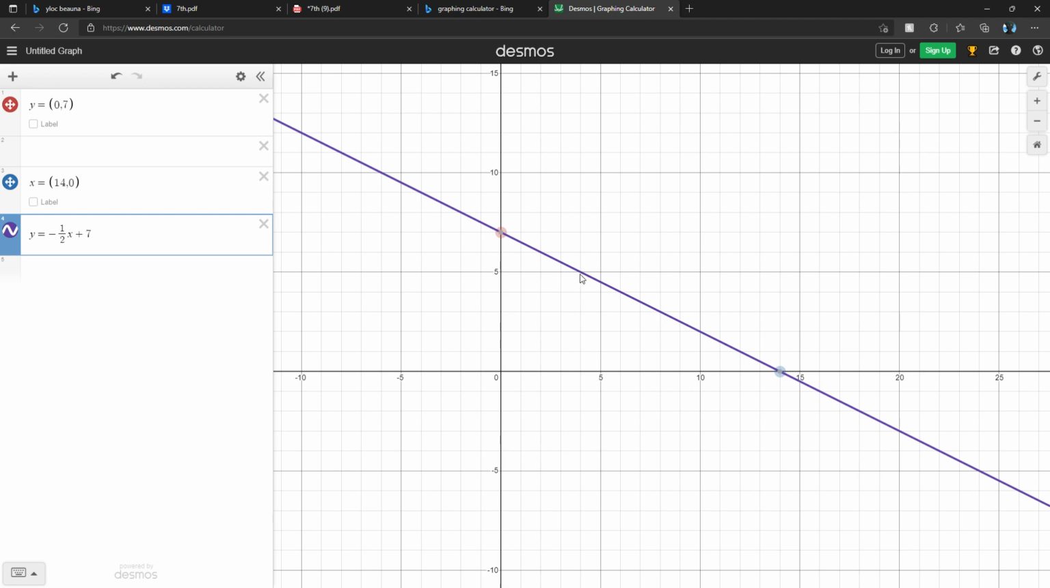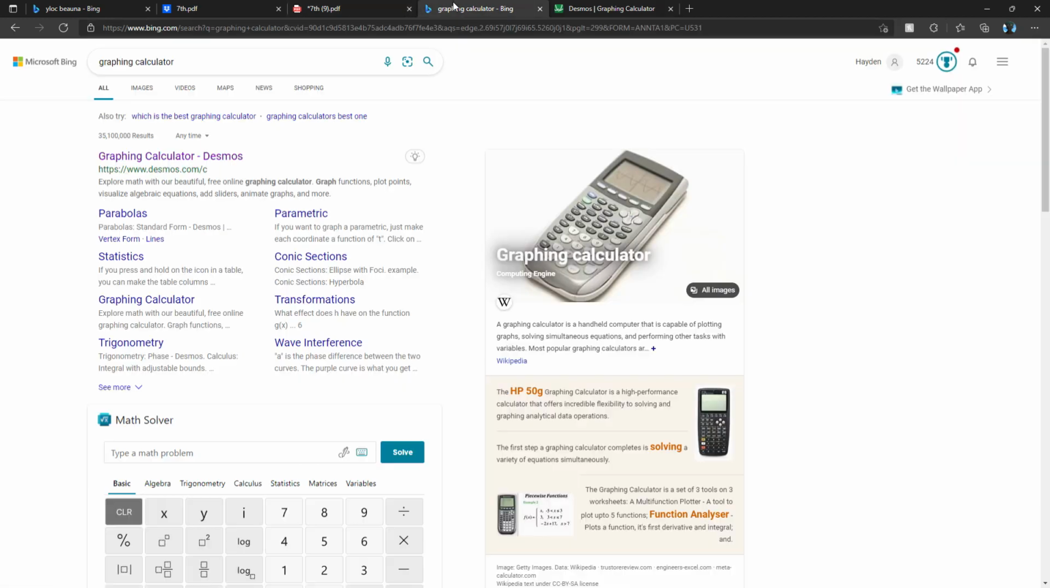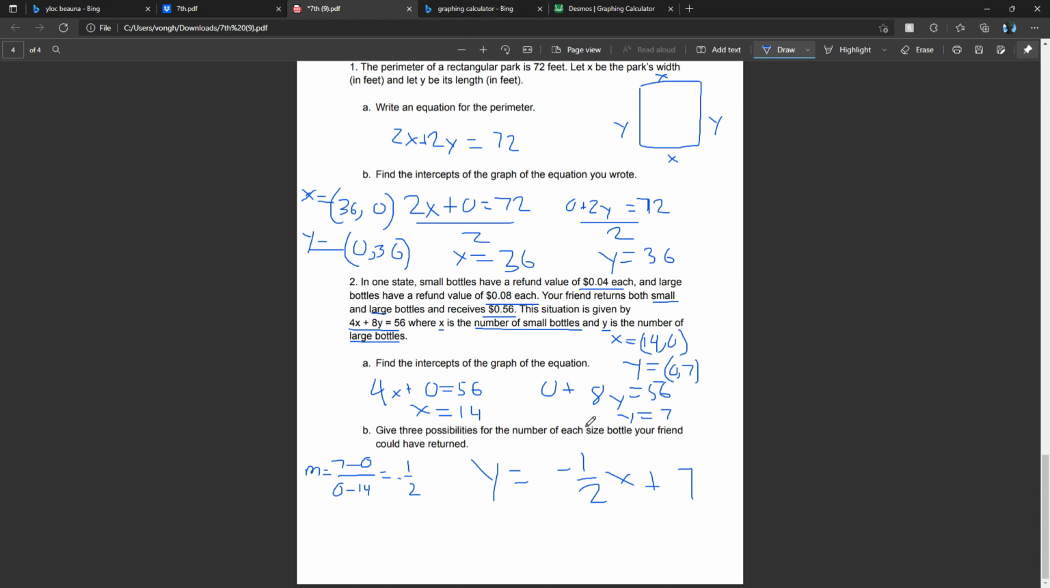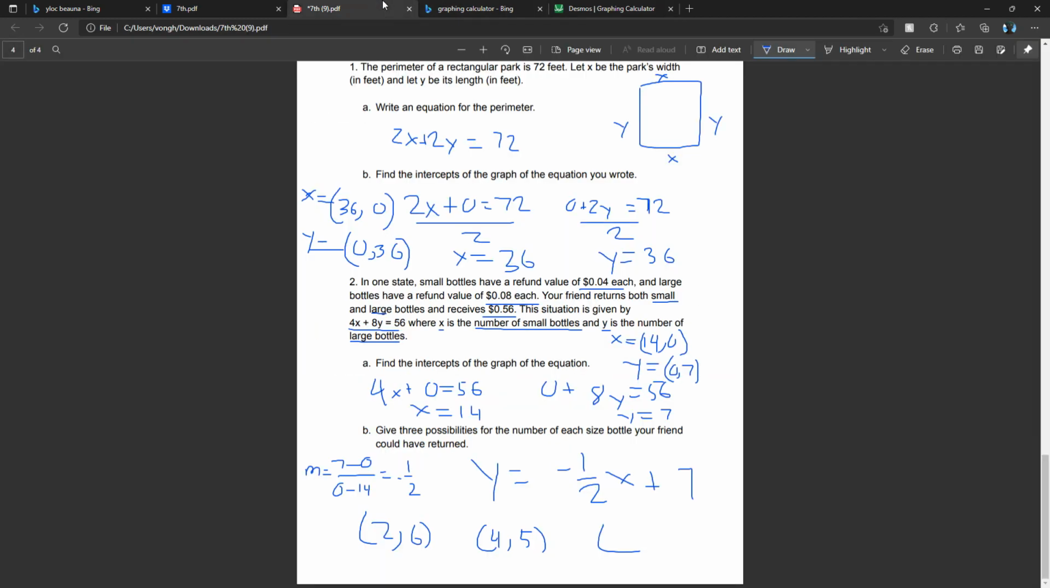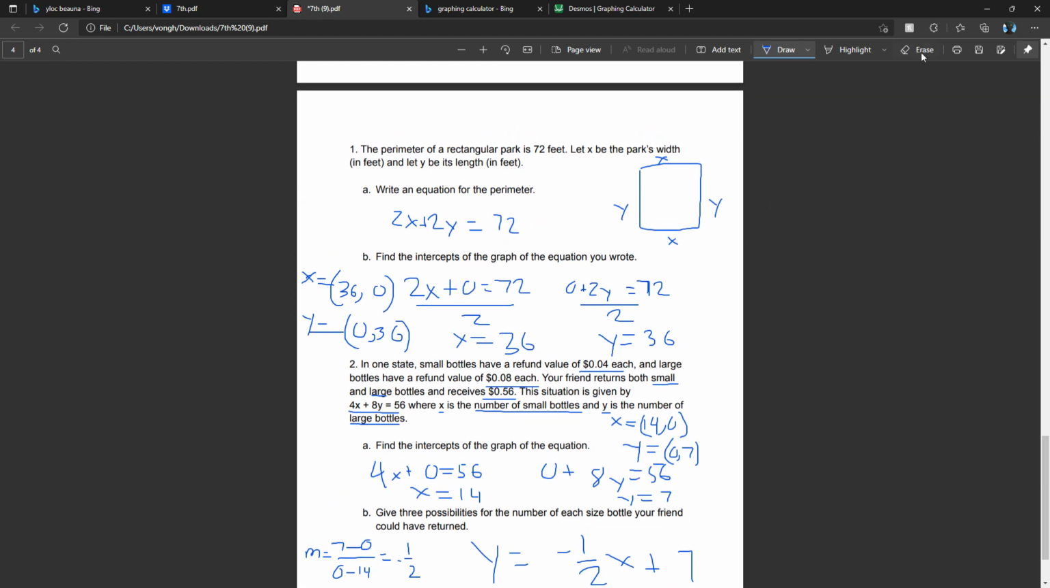Or 4, 5 right here, it hits perfectly there too. So going back, some possibilities could be 2, 6, 4, 5, and the last one should be 6, 4. It's kind of a lot of work, but it's pretty simple if you graph it. So yeah, thank you for watching.